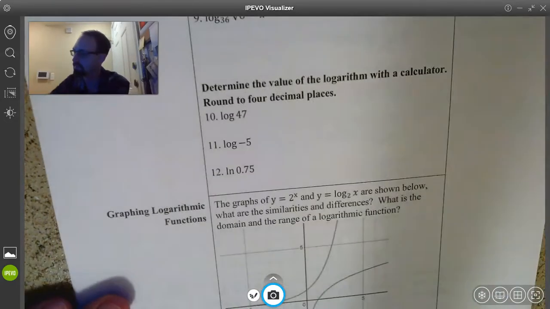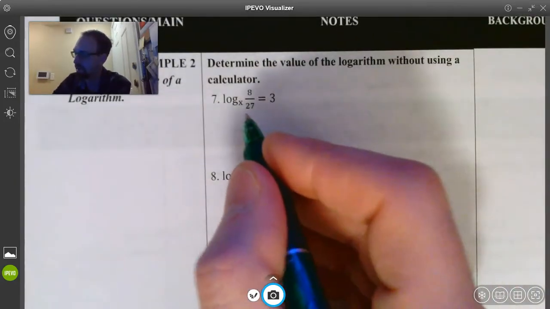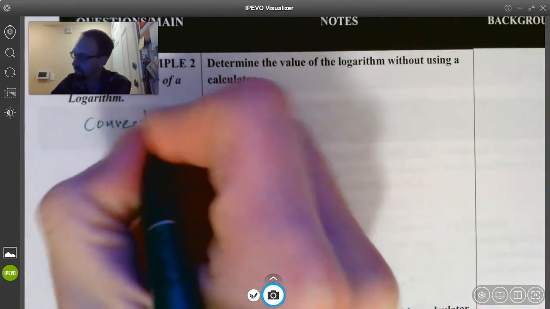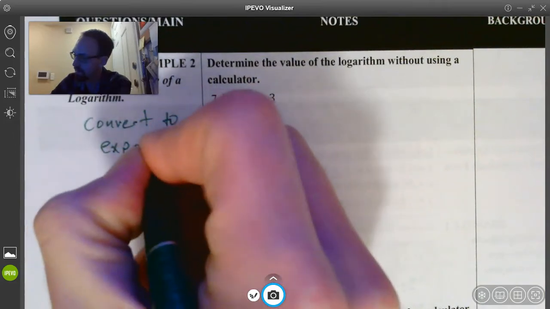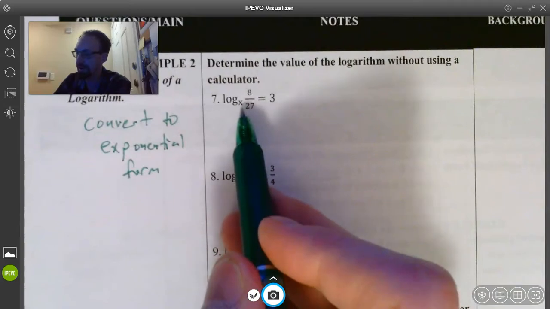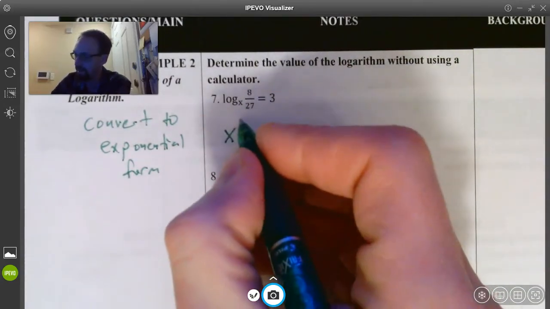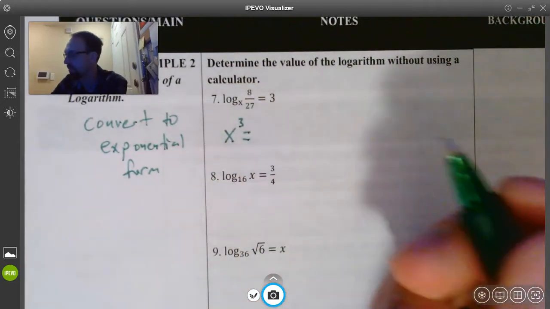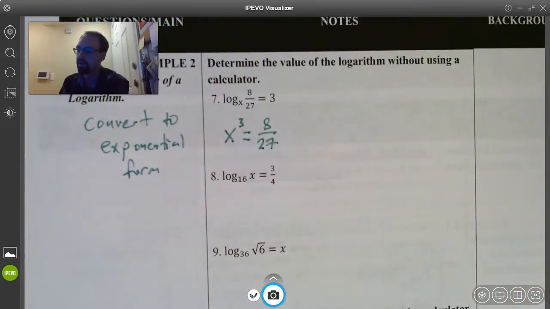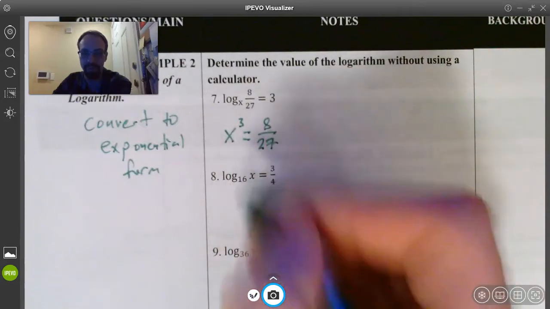Example 2. Determine the value of a logarithm without using a calculator. So here, what I'm going to do is convert this to an exponential. Convert to exponential form. My base in this case is x, so it's x to the 3rd power is equal to 8 over 27. Again, you need your bases to be the same, so I need this base to be the same.